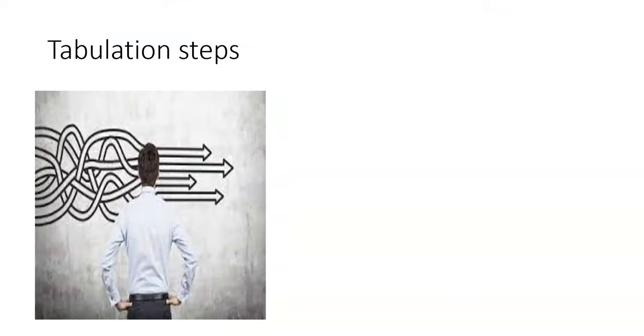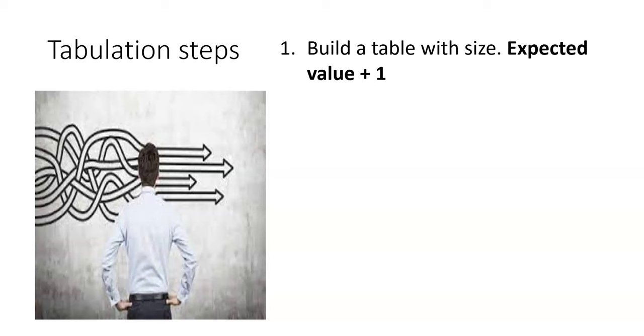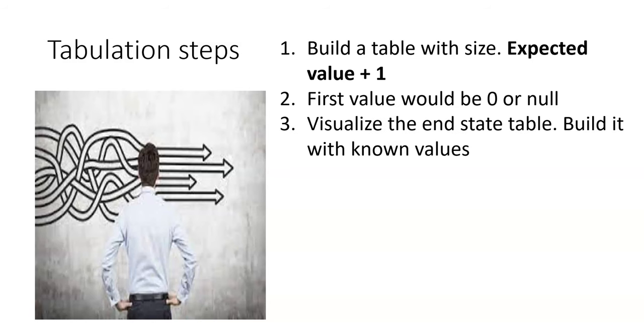So now for a quick summary: first, with the tabulation approach, we build a table or an array with the expected value of n plus 1. And then the first value we usually initialize with a 0 or a null. Then we visualize the end table. You will understand the significance of it when we move to the second or third problem. For now, assume that we take it on paper and pen, and then we come up with the algorithm through that process, and finally we write the algorithm.